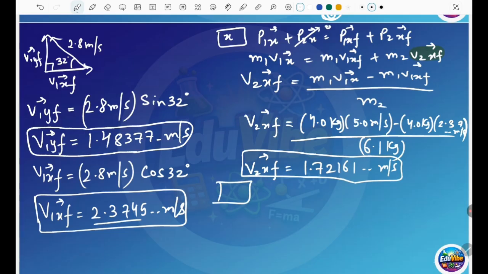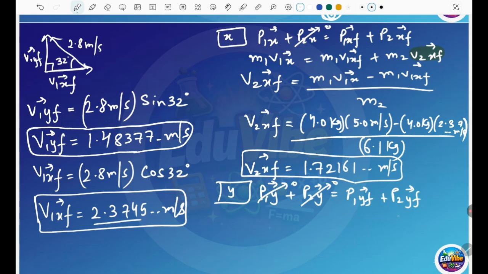For the same, we get the y component. So P1y plus P2y, so P1y final plus P2y final. Now here, y is the north, but P1 is in the east. We know that this was in the east direction, so this will be eliminated from here. P2y is again eliminated, because initially it is at rest and we take 0 there.